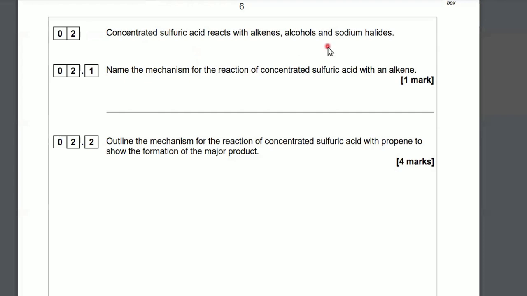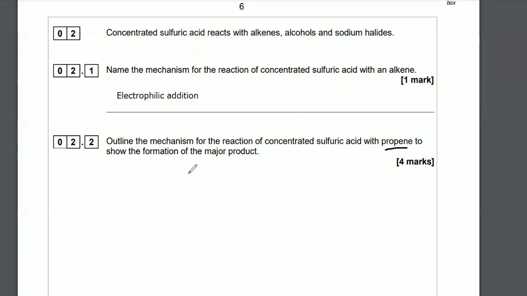Concentrated sulfuric acid reacts with alkenes, alcohols and sodium halides. Name the mechanism for the reaction of concentrated sulfuric acid with an alkene. So what you need to be thinking about here is what's going to react with an alkene. Remember, with an alkene you have a double bond, so we're looking at that electron rich area of the alkene being attacked. What kind of things like to attack electron rich areas? They're going to be electrophiles, and of course alkenes undergo electrophilic addition.